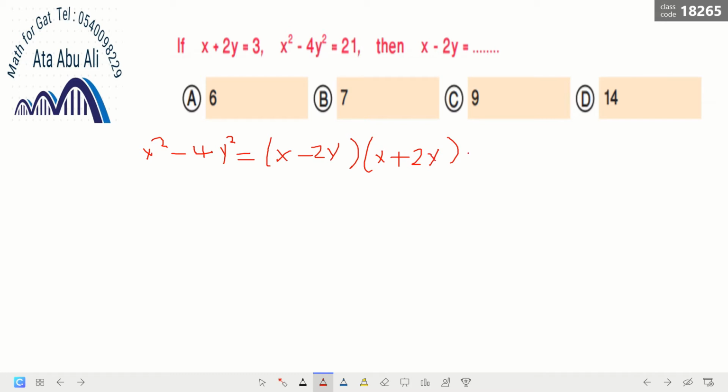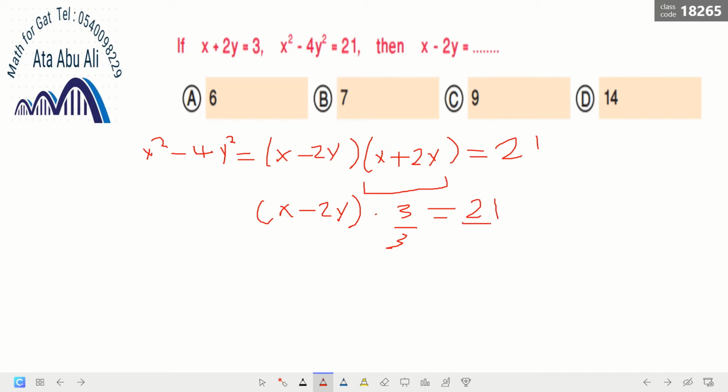All of this is equal to what? Equal to 21. Now I replace x plus 2y by 3. That means x minus 2y times 3 is equal to what? To 21. Then I divide both sides by 3.